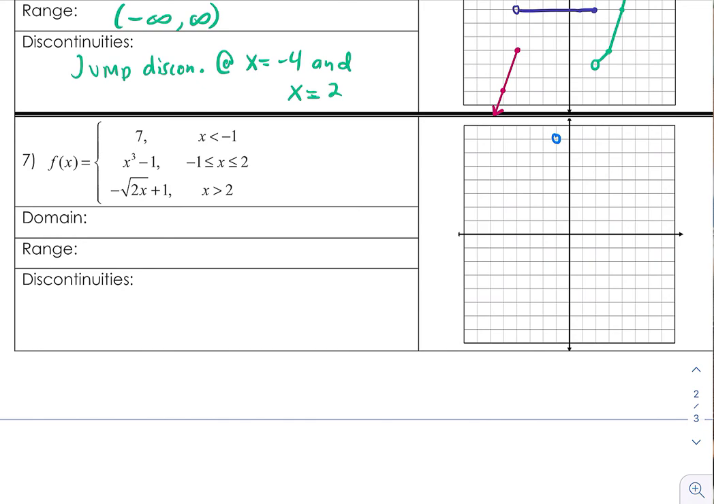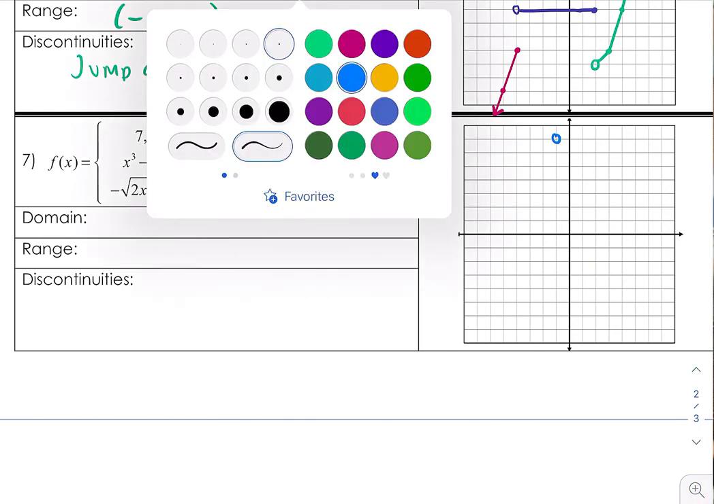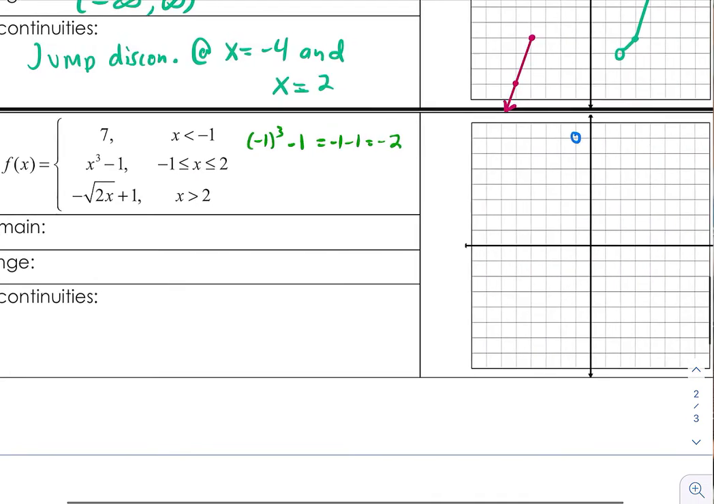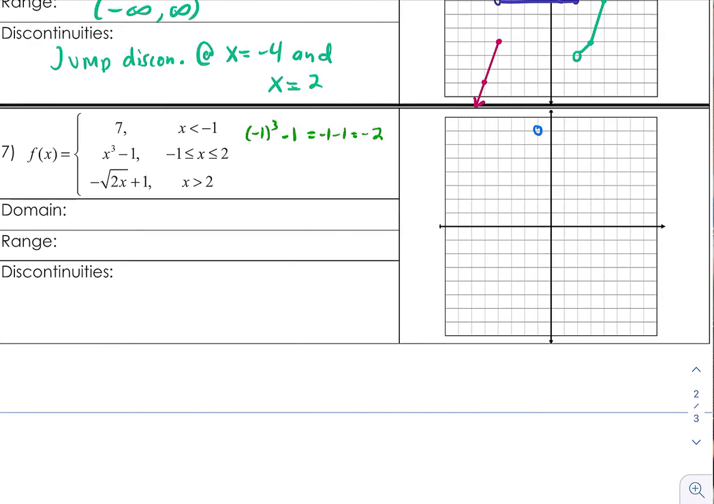And then for x cubed, we have to do this twice. So I'm going to use this green here. So at -1, this is -1 cubed for the middle function, minus 1. That's -1 minus 1, so that's -2. So for our function at -1 and equal to it, we are at -2. So I'm going to put a closed circle. What we're going to do is fill in our other boundary point for the cubic, and then we'll fill it in later. So 2 cubed minus 1 is 8 minus 1, which is 7. So at 2, we are up here at 7.